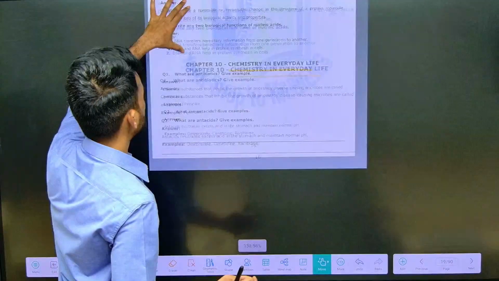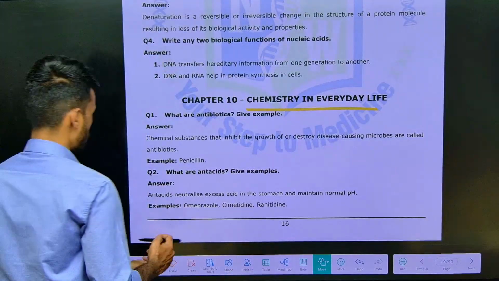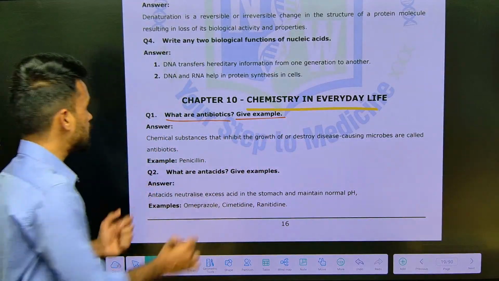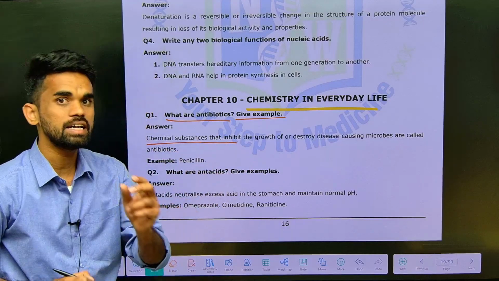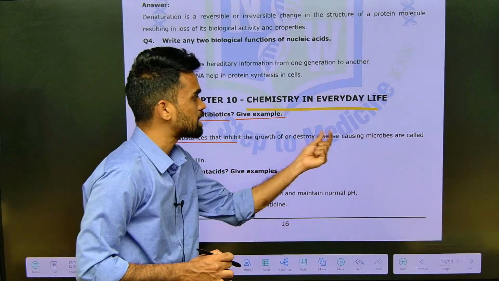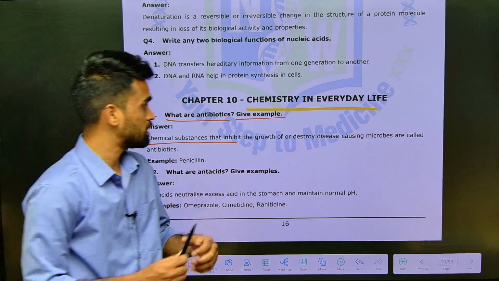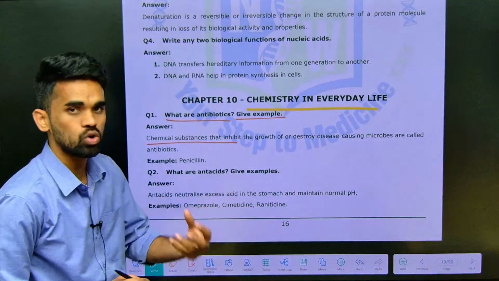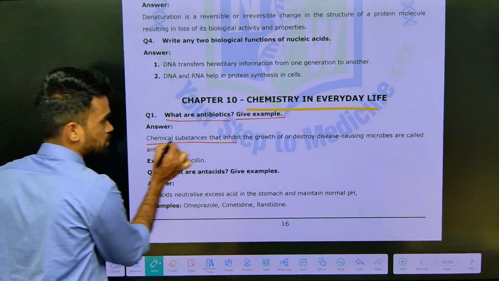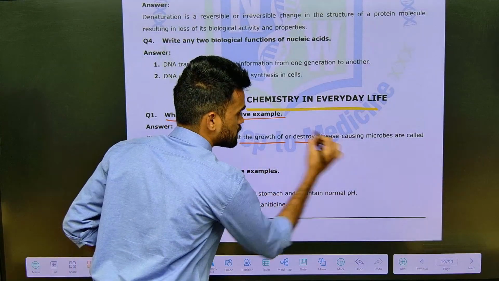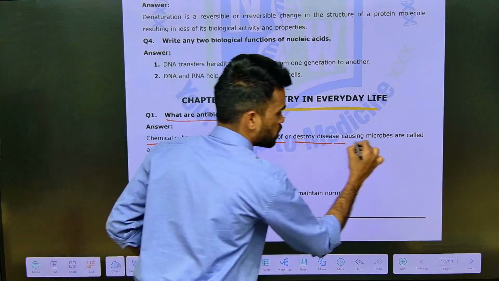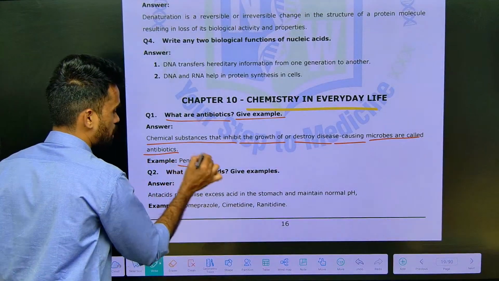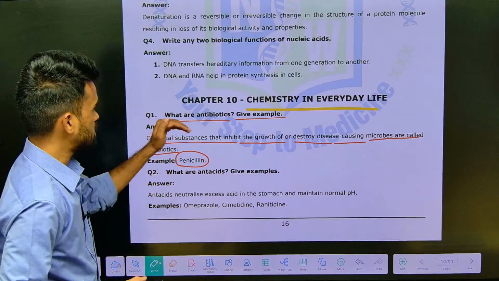Just look at this. What are antibiotics? Give example. Antibiotics are chemical substances that inhibit growth of disease causing microbes. Chemical substances that inhibit growth or destroy disease causing microbes are called antibiotics. The best example is penicillin. This is the first question we can expect.